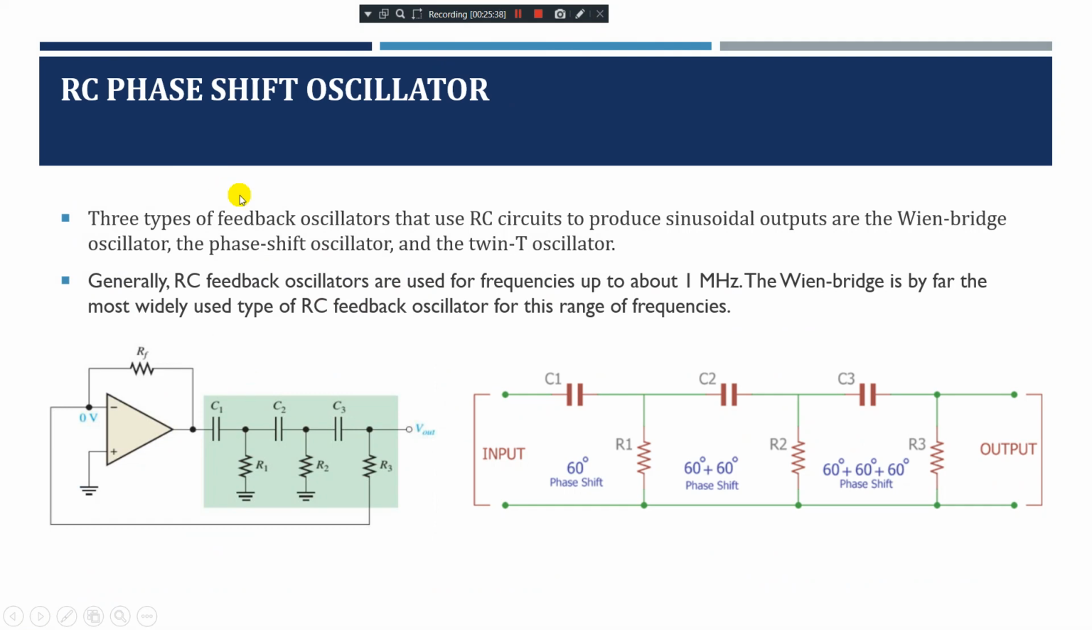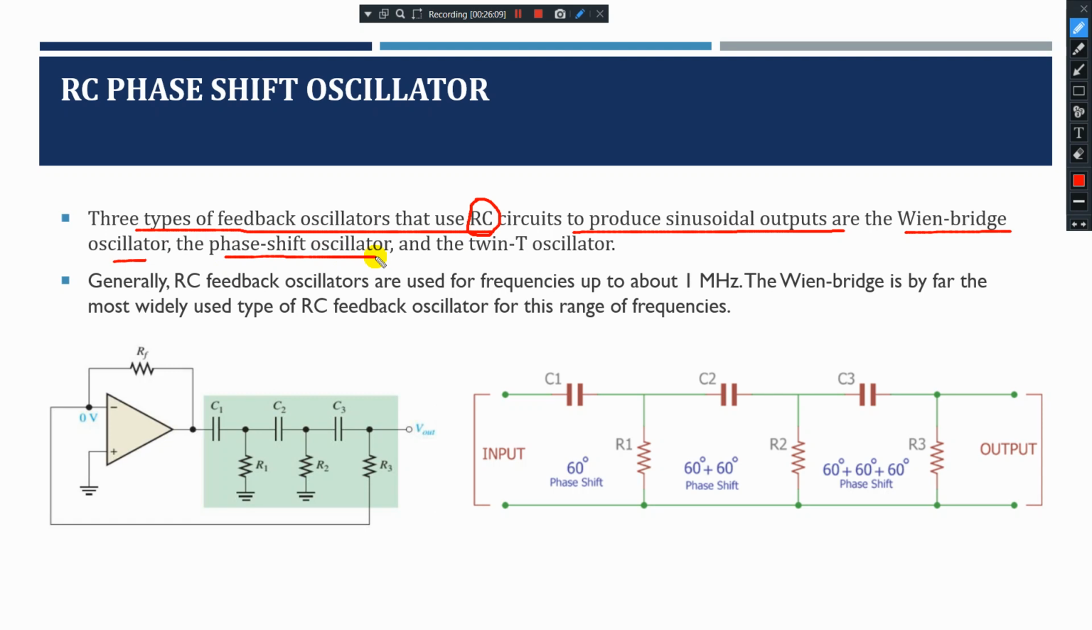Next, here we will see the RC phase shift oscillator. There are three types of feedback oscillators that use RC, that is, resistor and capacitor combination circuits. Why do we use this? To produce a sinusoidal output. And where do we use this? We use it in Wien bridge oscillators, phase shift oscillators and twin T oscillators. We'll be studying these things.